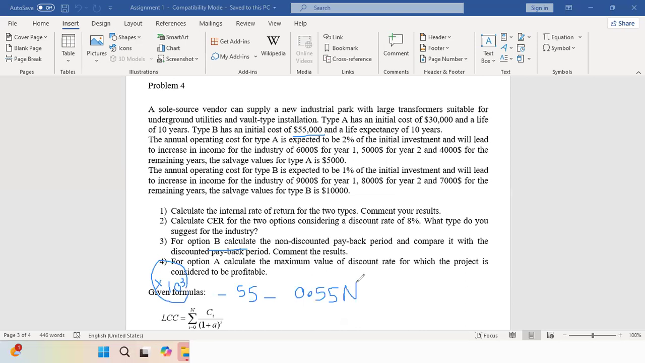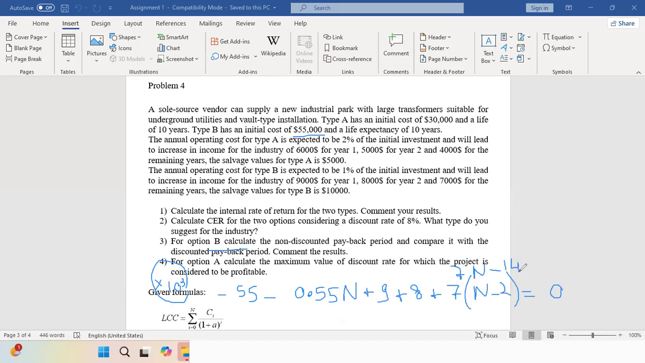Now, similarly for the income, it varies with years. So plus 9, plus 8, and for the remaining years, it's 7. So plus 7 times n minus 2. And here also, we don't account for salvage because we are calculating the payback period where the total equals 0. So we develop this: it's 7n minus 14.